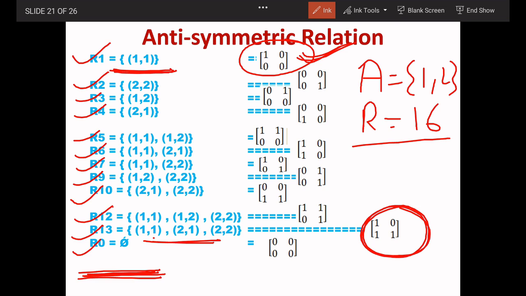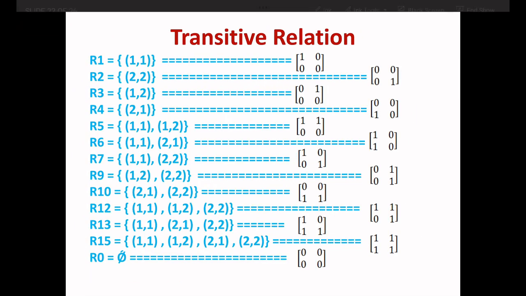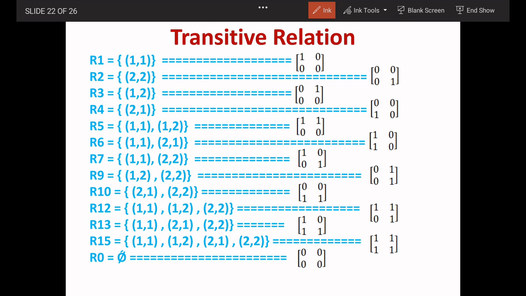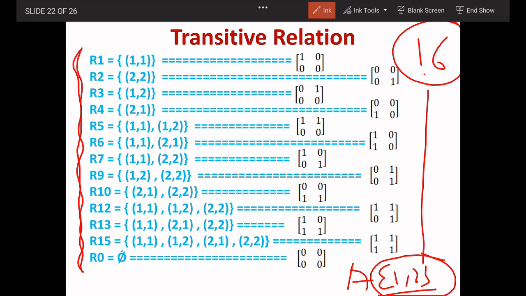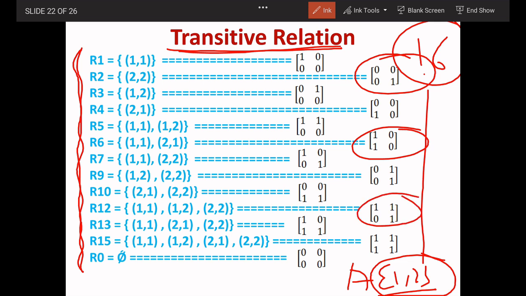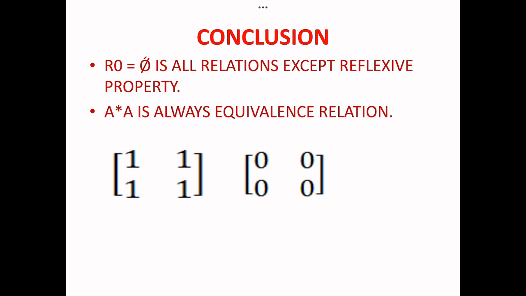So this is also very important. Now next, same for the transitive property. Already we explained. These are all my transitive relations out of 16. What I told, in my A there are only 2 elements, 1 and 2, so the total number of relations is 16. Out of 16, these are my transitive relations, and this is my matrix representation. So by the help of the matrix also we can find this is holding the transitive property.